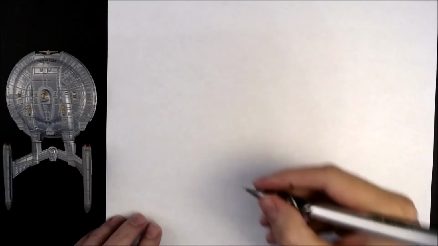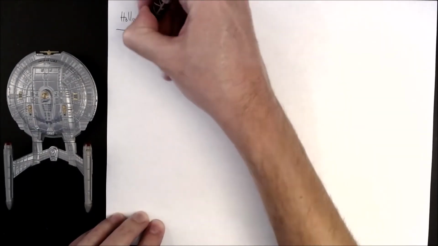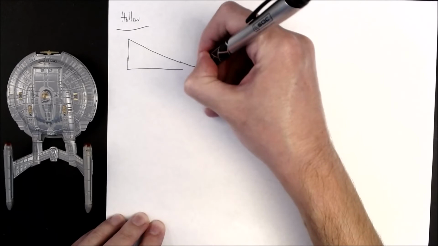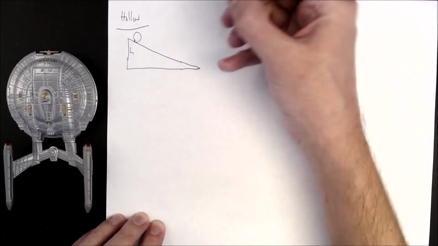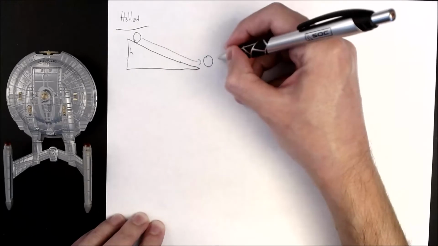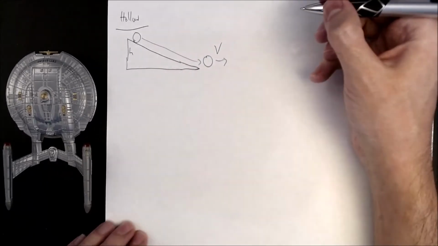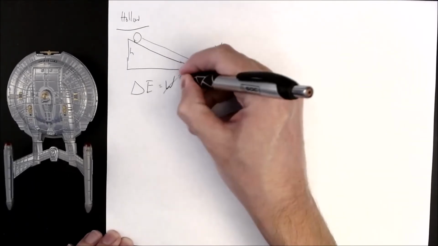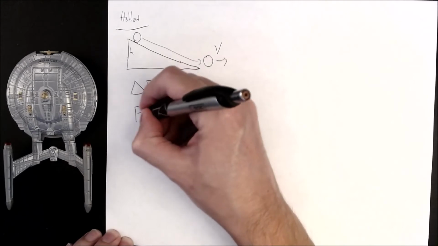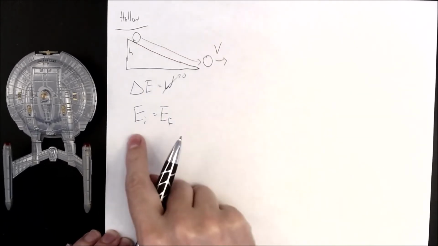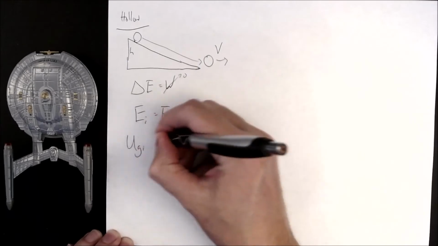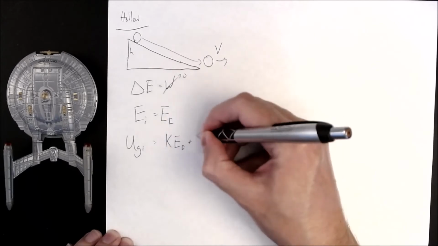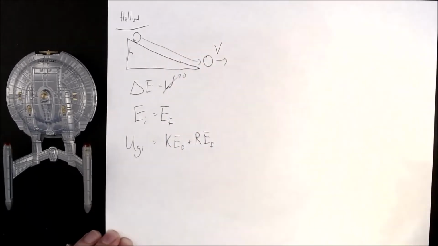Now, what about the hollow cylinder? Let's do this again for that hollow cylinder. We've got the exact same setup. We've got a height h. We've got our hollow cylinder. It's going to come down the ramp. At this point, it's going to have some velocity, and we need to figure out what that velocity is. Delta E is equal to W, but just like last time, there's no work being done, so energy initial is equal to energy final. The initial energy is going to be the initial gravitational potential, which will equal the final kinetic energy plus the rotational energy final, just like last time.